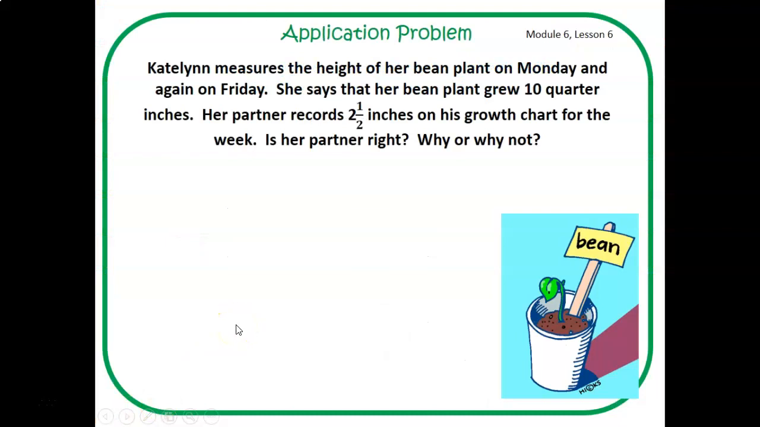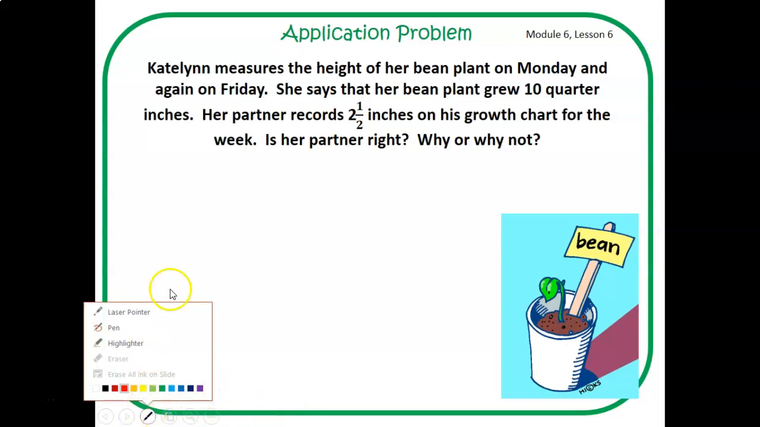Okay, and here's your application problem. Caitlin measures the height of her bean plant on Monday and again on Friday. She says that her bean plant grew 10 quarter inches. Her partner records 2.5 inches on his growth chart for the week. Is our partner right or is she right? Why or why not?